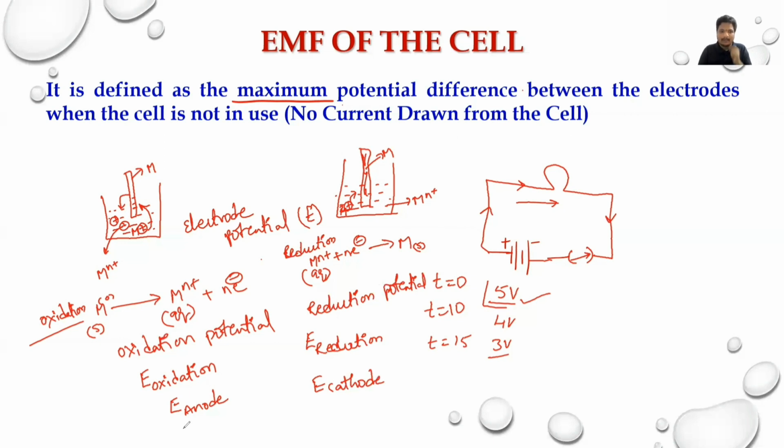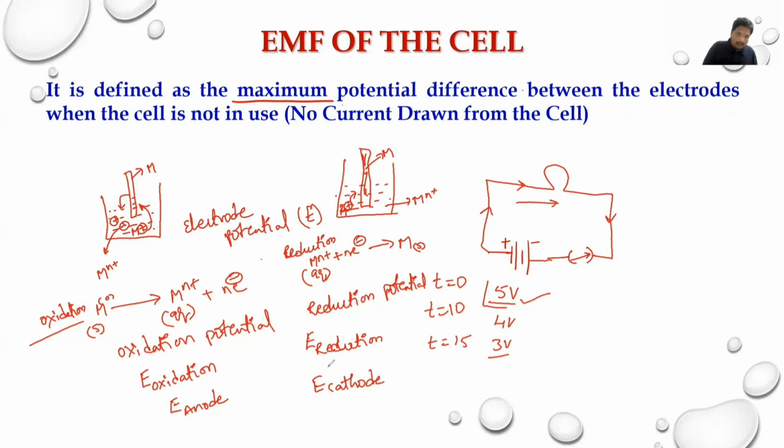Oxidation potential means that due to oxidation, the potential develops at the electrode-electrolyte interface. Due to reduction, the potential also develops at the electrode-electrolyte interface. That potential is what we call reduction potential. So due to oxidation as well as reduction, a potential is developed at the electrode-electrolyte interface.